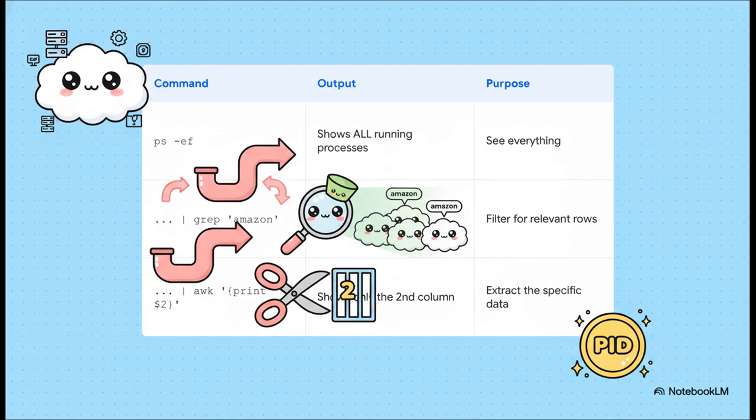So let's look at a classic example from our node health script. We need to find a specific process ID. You start with ps -ef, and boom, a giant wall of text with every single process. Too much noise. So you pipe that to grep amazon to filter it down to just the lines you care about. Better. Now you pipe that output to awk '{print $2}', which just grabs the second column, the PID. And just like that, we've whittled down a mountain of data to the one single number we need.